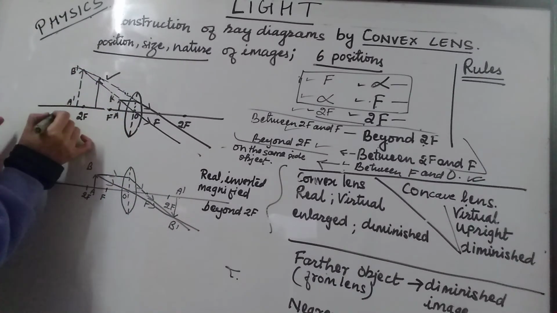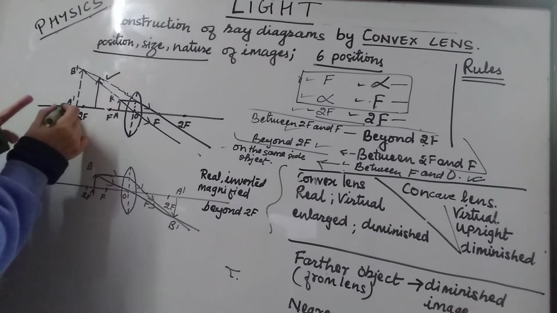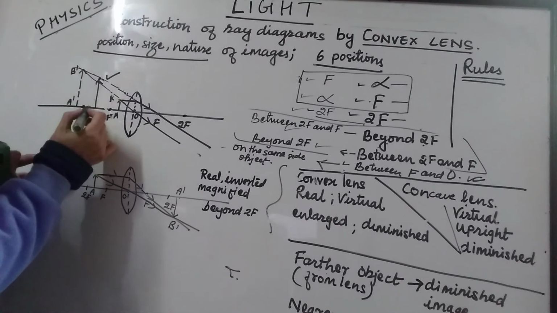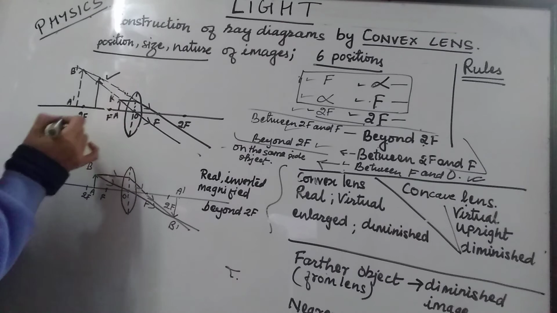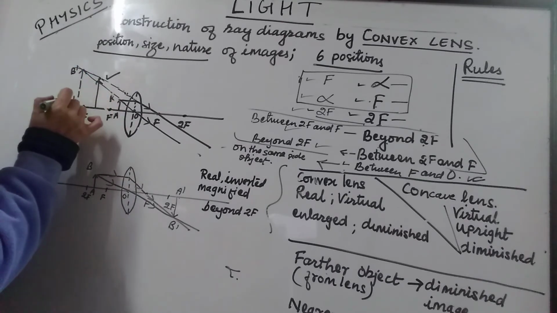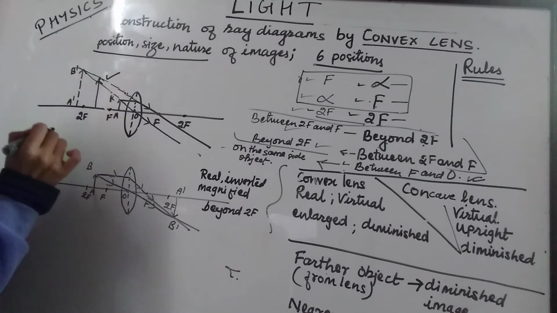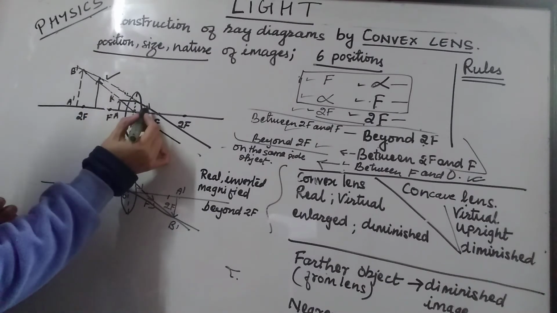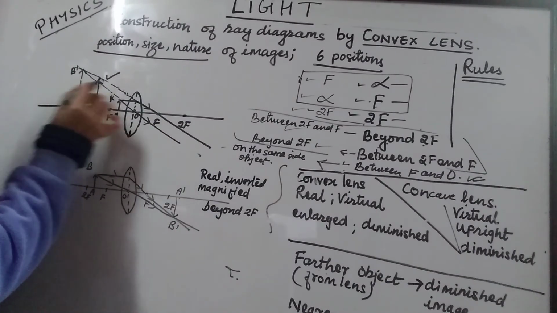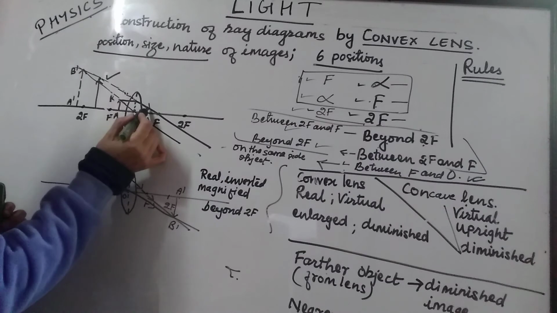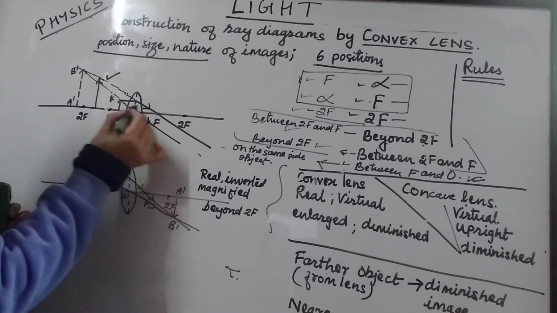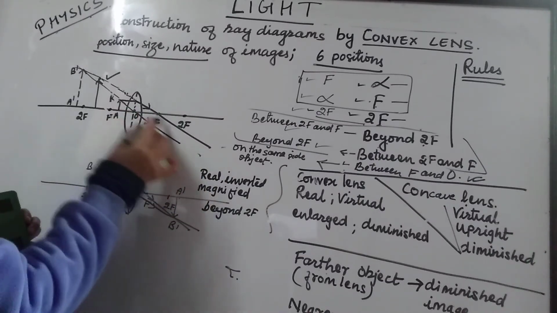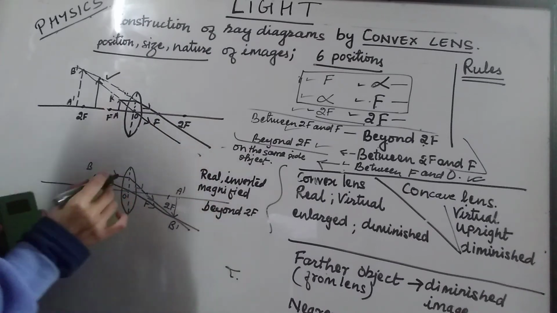It is not necessary that you must make it beyond 2F only. It can come before 2F also. So the image will be formed at this point, A dash B dash. You have to show arrows this side only. You don't need to show arrows on that side, only for the light rays which are moving that side.